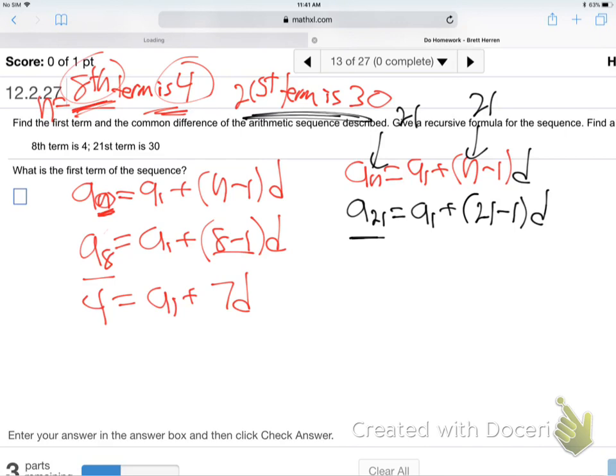So what is A sub 21? What is the 21st term? It's 30, they're telling me. And this is 21 minus 1 is 20. Good to there. Okay, now what do we do?